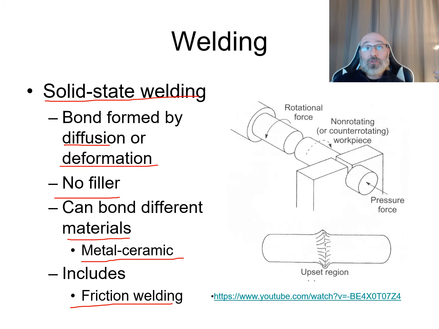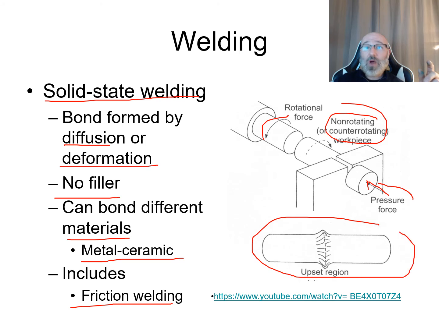This also includes friction welding. So here's an example over here. You have a pressure force coming in. On this side, you have a rotational force going here. This is a non-rotating workpiece right there. You can rotate that, and what you end up with for your weld is something that ends up looking like this, but you do have this upset region right here where the two materials are joined.